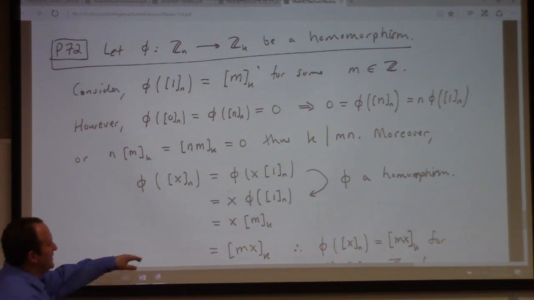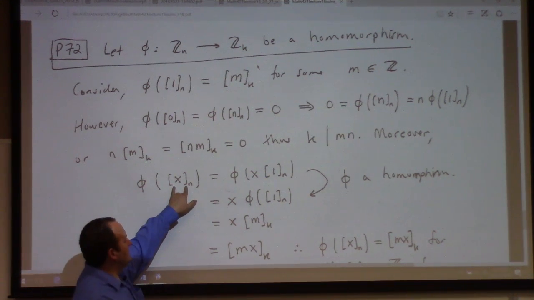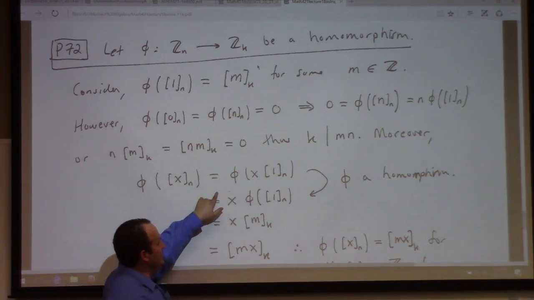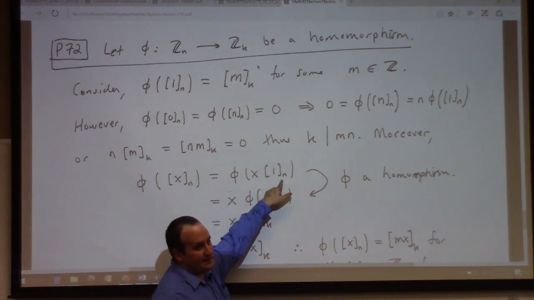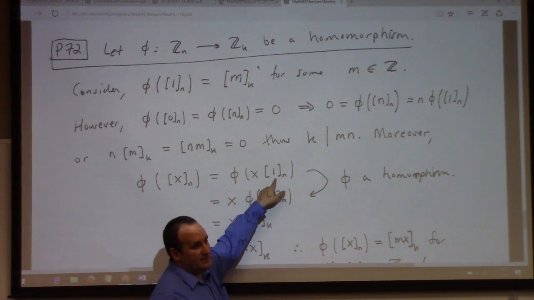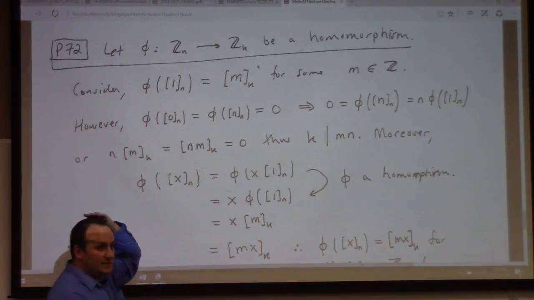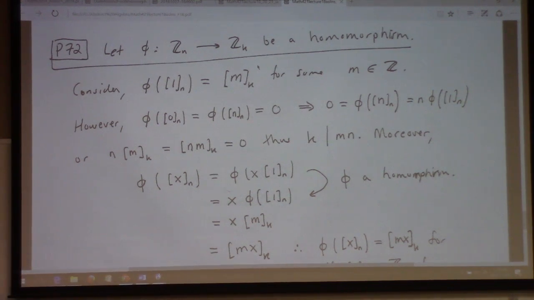I mean, essentially the point is this: x sub n is equal to x times 1, right? So whatever happens to 1 is connected to what happens to x in this way. And that's very important. I just didn't understand why you would say k divides mn rather than just k divides n. Well, I need k divides mn here. You do. Yeah.